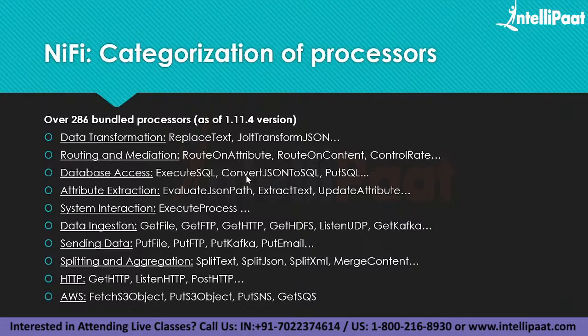So this is just the tip of the iceberg. As you see here on the screen, 286 bundled processors. So it's just about 15 to 20 categories we are talking about, but it's just to give you a high-level idea. If you want to broadly categorize them, you are categorizing them into these different categories.